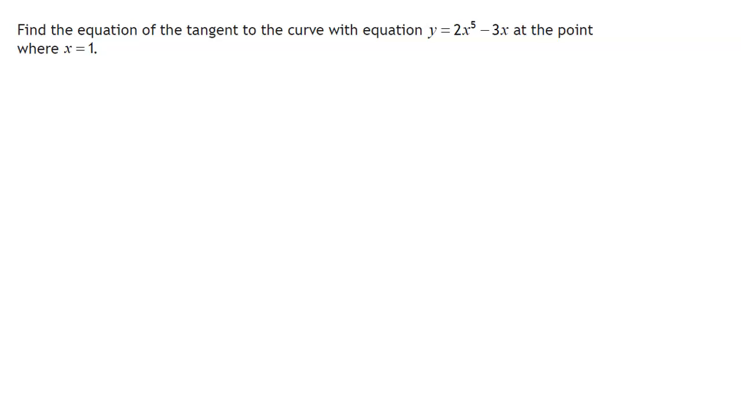We have a part of the point in terms of the x part of the coordinate. We can use that in the equation of the curve to find the y part of the coordinate. We've got that chunk of information. We then have to find the gradient.